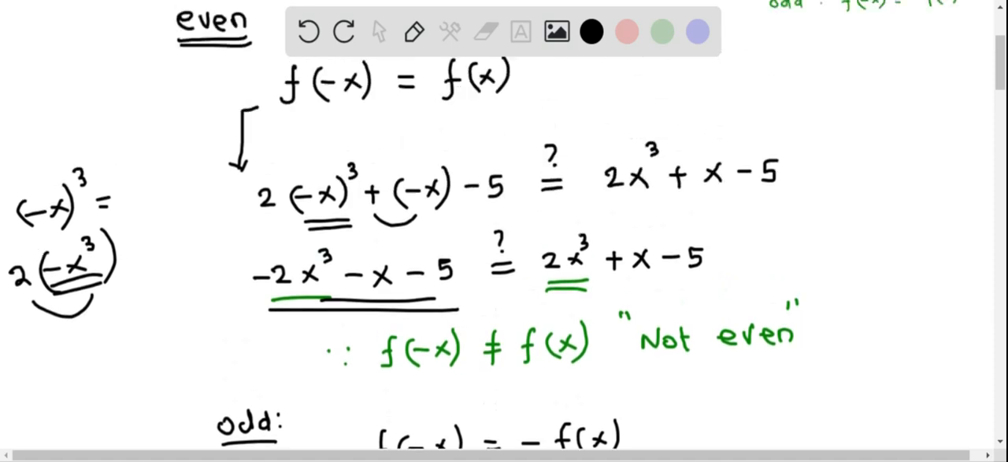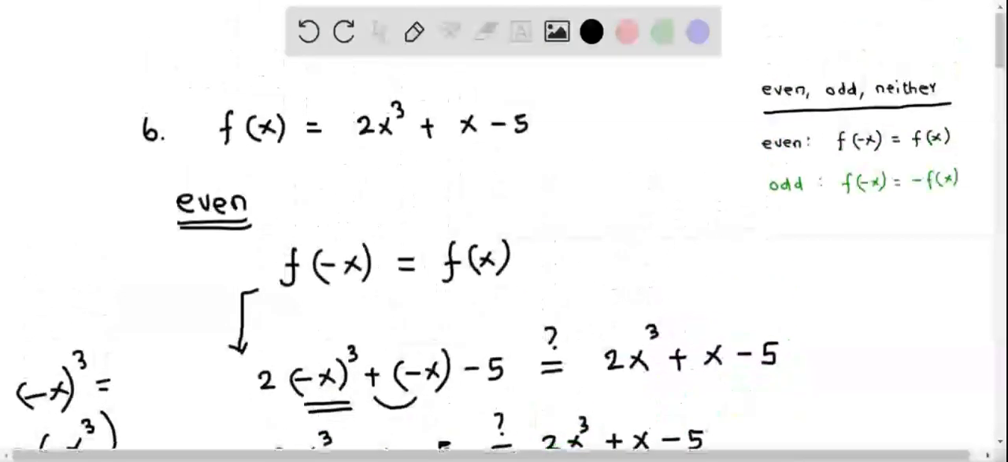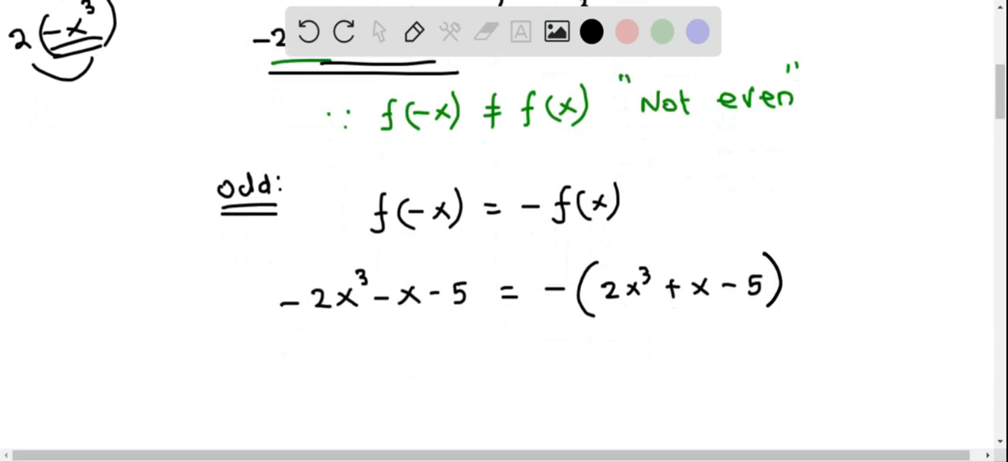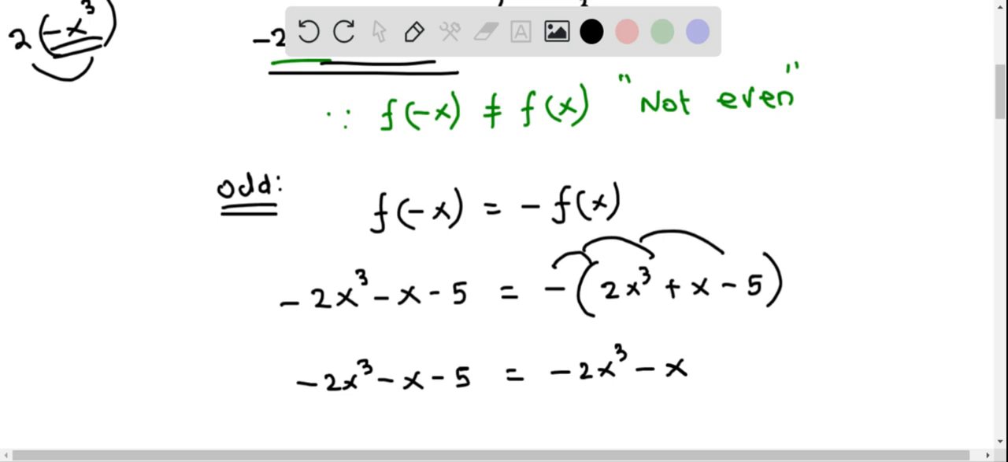So I put negative and then put a bracket. Now I replace f of x, that is 2x cubed plus x minus 5. Let's rewrite this by distributing the negative. So I put the left side expression as it is. And when we distribute the negative inside the terms in the brackets, we will get negative 2x cubed, negative x, negative of negative 5 will be positive 5.